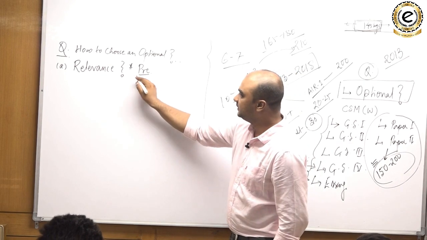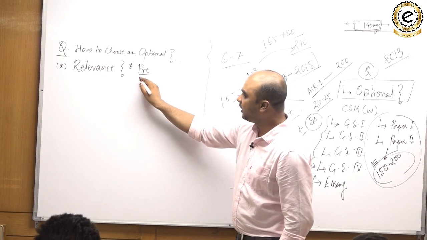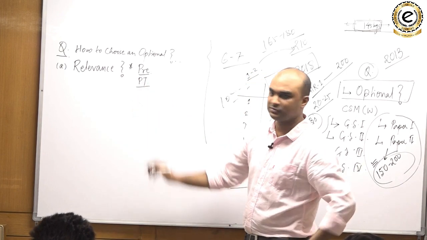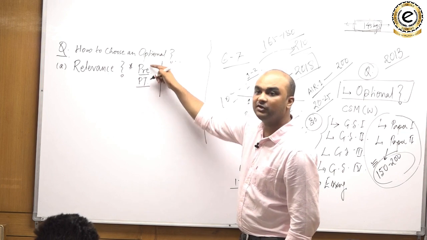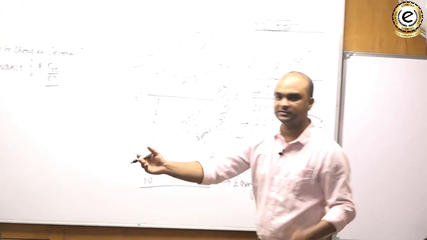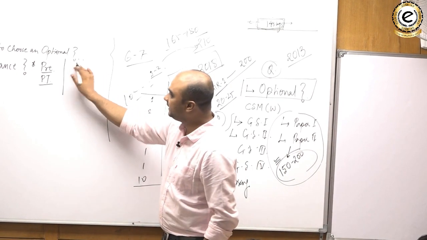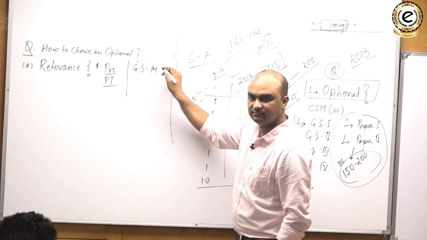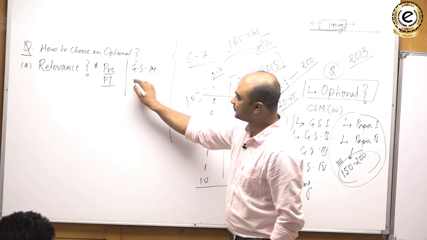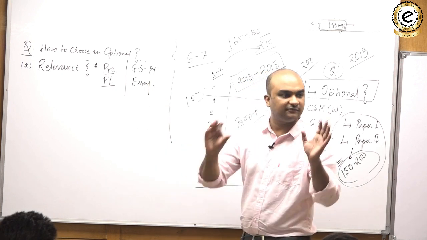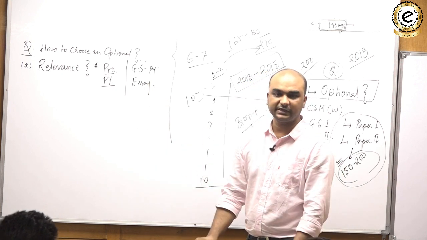That's the first question. The second question is, how will it help me in the personality test or the interview, as you know it? This is one kind of relevance: relevance in the pre as well as relevance in the interview. Another kind of relevance would be how relevant it is for the GS papers and how relevant it is for the essay paper. This is another way of checking relevance. Are you clear with that?